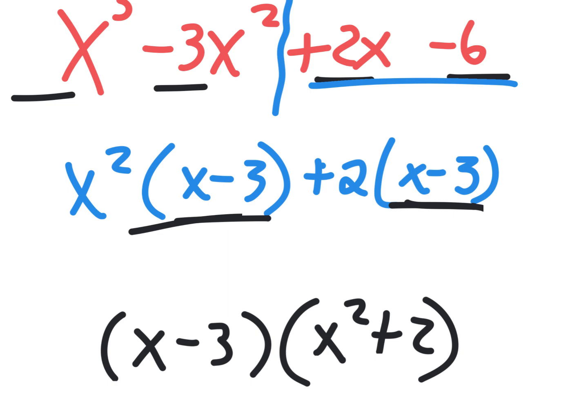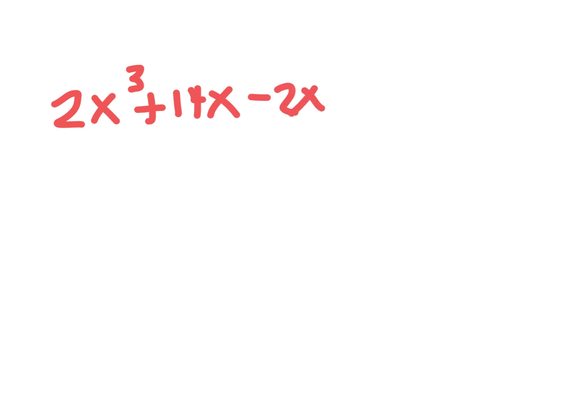Now, the King Kamehameha, the big kahuna. You ready? 2x to the third plus 14x minus 2x minus 14.